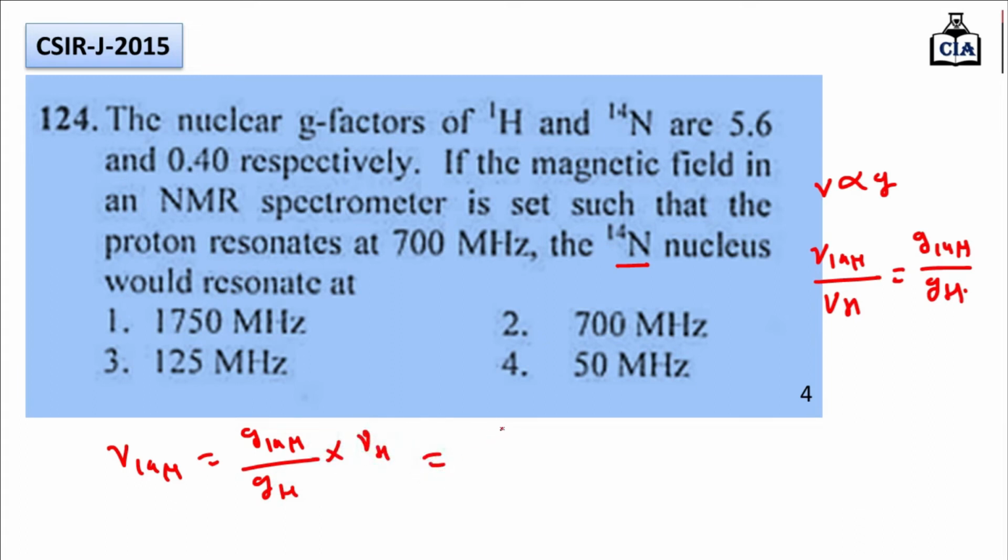Just put all these values in this equation, then we will get 0.4 divided by 5.6 into 700. Then we will get a value of 50 megahertz. So option 4 is the correct answer.